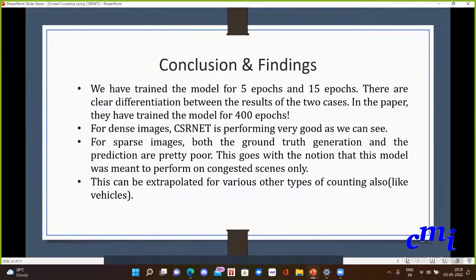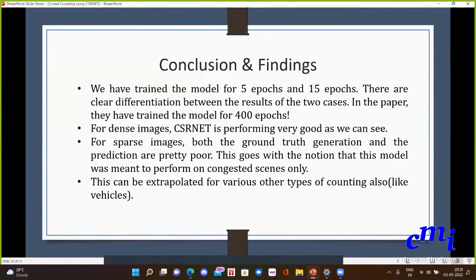Here we have trained the model for 5 epochs and 15 epochs, and clearly 15 epochs surpasses 5 epochs and does better. But in the paper, the authors trained the model for 400 epochs. Since we don't have the resources and the luxury to do all this, we couldn't do that many epochs. Right, that's one.